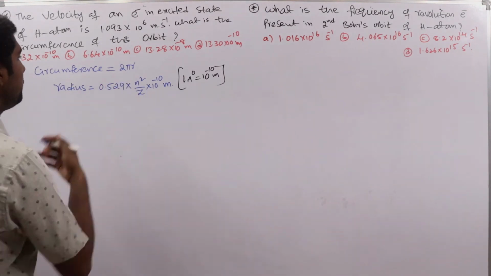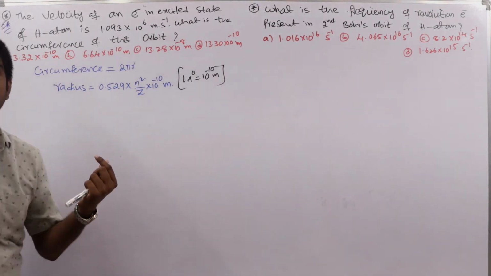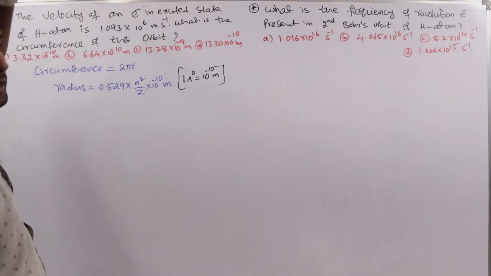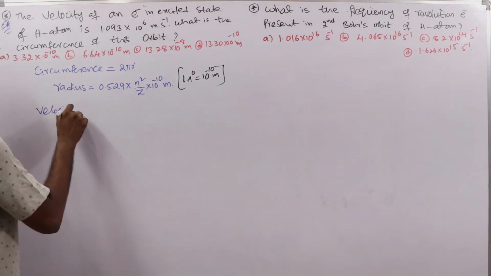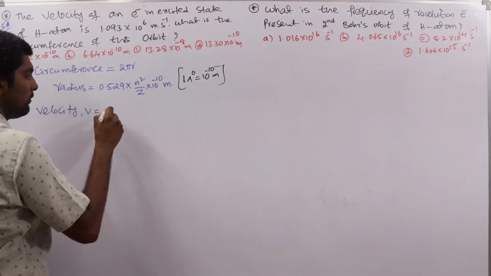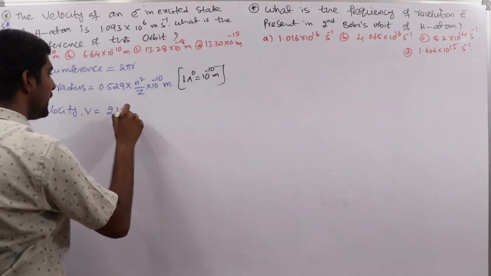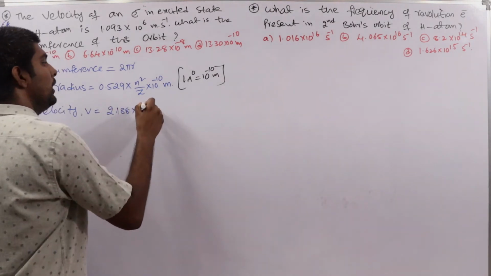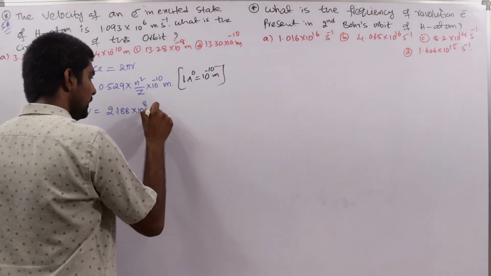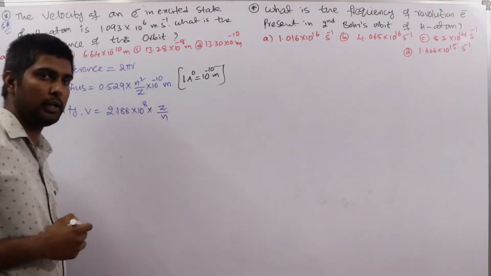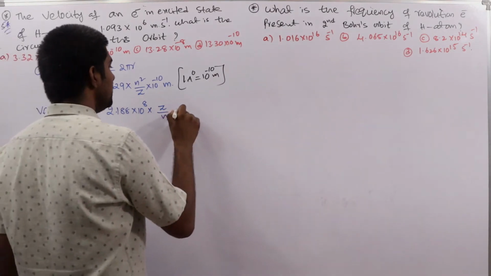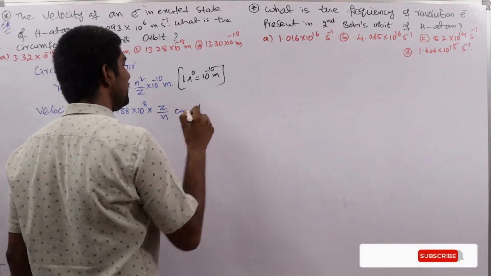Next, but here n we don't know. So first we should find n. So how can we find n? That is from the velocity formula we can find. Velocity V is equal to, what is the formula? 2.188 into 10 power 8 into z by n centimeter second inverse.